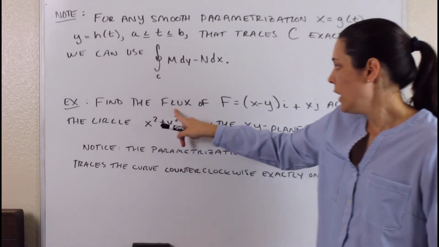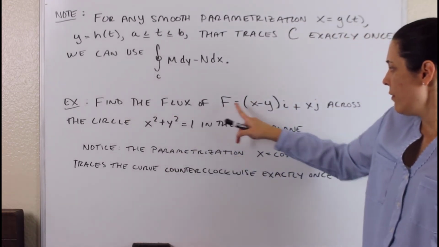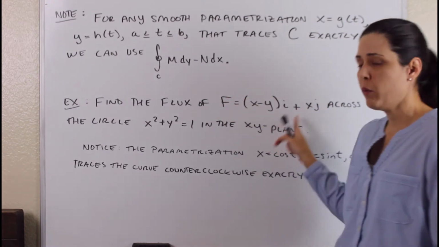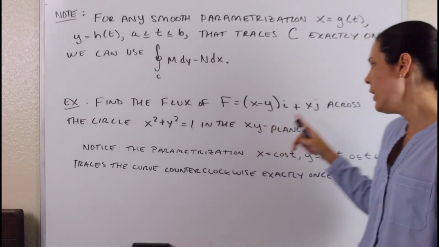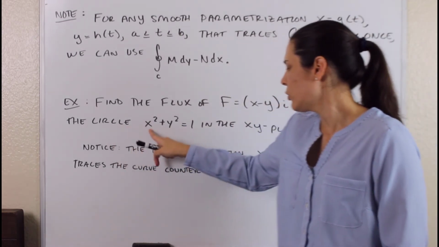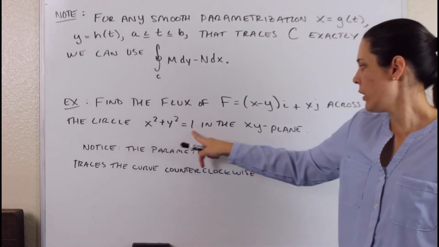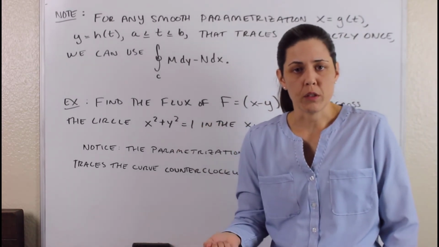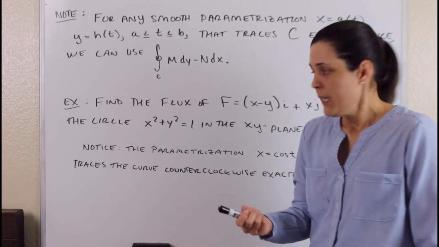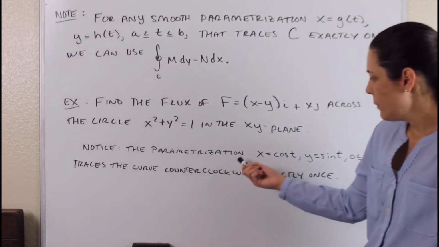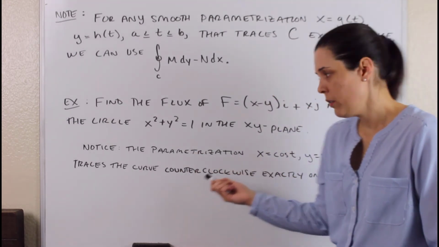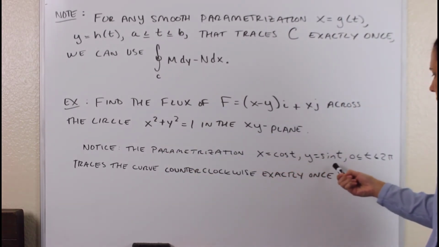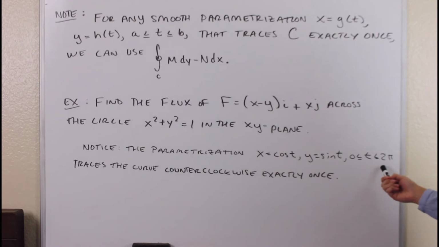So find the flux this time of your field F equals (x minus y) i plus x j, so that was from the previous example, that field, across the circle x squared plus y squared equals 1 in the xy plane. That was also from the previous example, so that was our circle that we parameterized. So notice the parameterization that we've already used for this circle, x equals cosine t, y equals sine t, t goes from 0 to 2 pi.